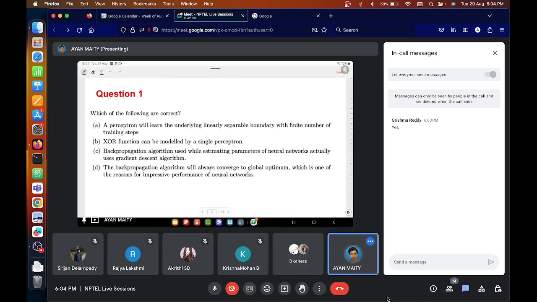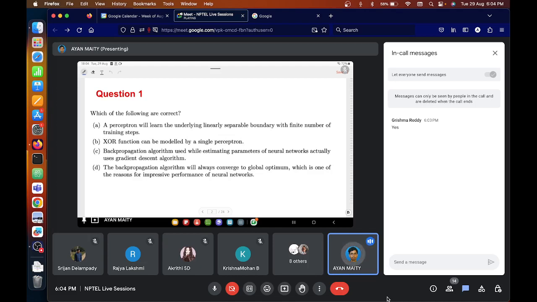So this is the first question. You can write your answers in the chat. This is on neural networks. Which of the following are correct? A: A perceptron will learn the underlying linearly separable boundary with finite number of training steps. Option B is XOR function can be modeled by a single perceptron. Option C is backpropagation algorithm used while estimating parameters of neural networks actually uses gradient descent algorithm. And last option is the backpropagation algorithm will always converge to global optimum, which is one of the reasons for impressive performance of neural networks. Multiple answers might be correct in this case.